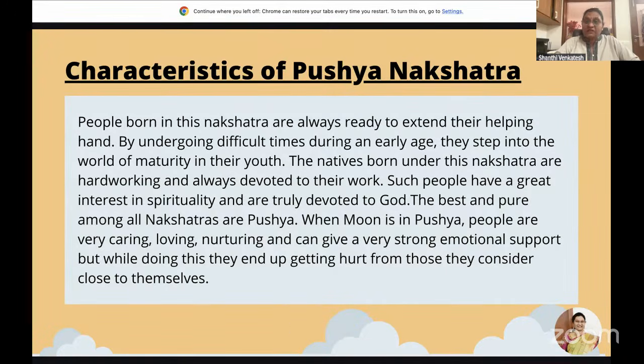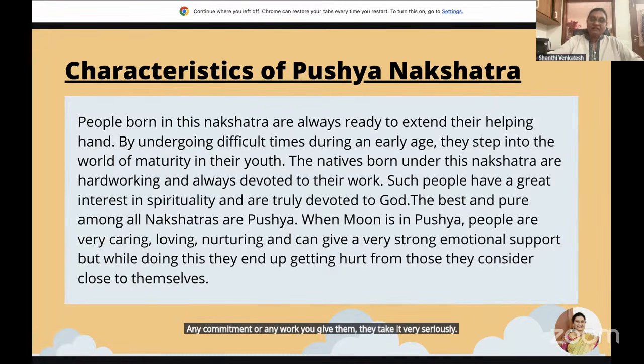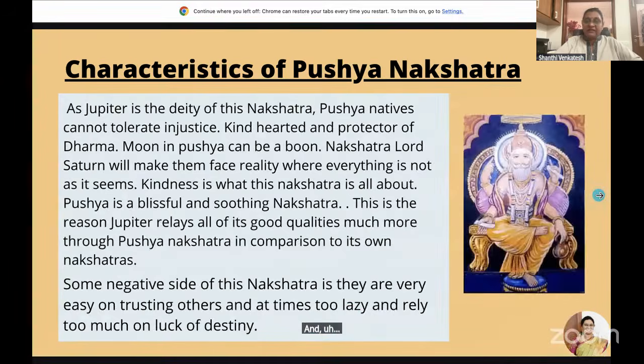So, very responsible, dependable kind of people, because Saturn is the lord of Pushya Nakshatra. Saturn gives the characteristics such as responsibility, duty, discipline. So they have this kind of characteristics. Any commitment or any work you give them, they take it very seriously. And the deity for Pushya Nakshatra is Brihaspati. Now, Brihaspati is a planet of knowledge.